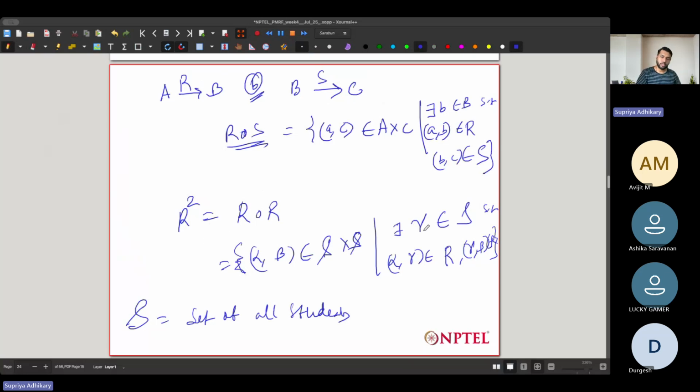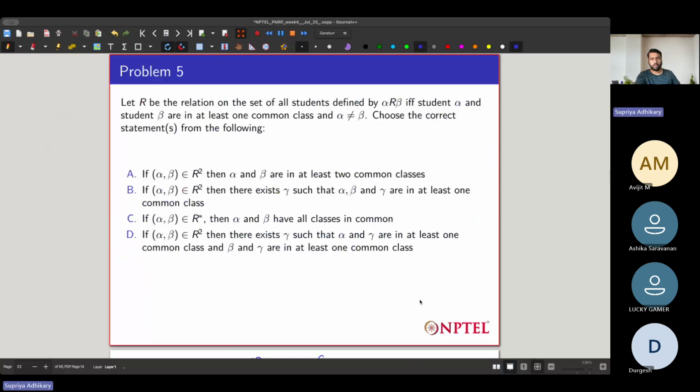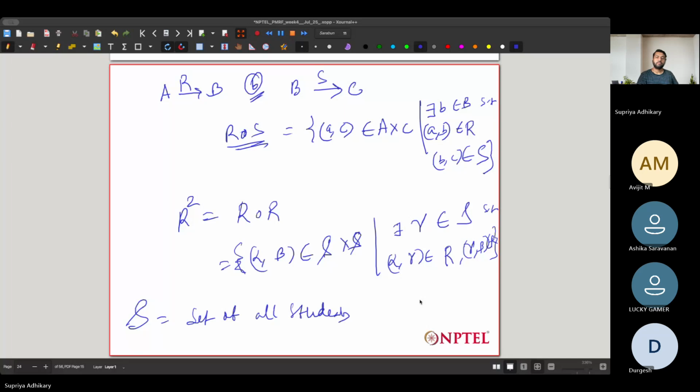That means there should exist a gamma such that alpha and gamma share a class. I mean, the relation R is defined so that alpha and beta both share a class with each other and alpha is not equal to beta. So alpha and gamma should share a class, and gamma and beta should also share a class. Okay, so then we consider that relation to be R square.